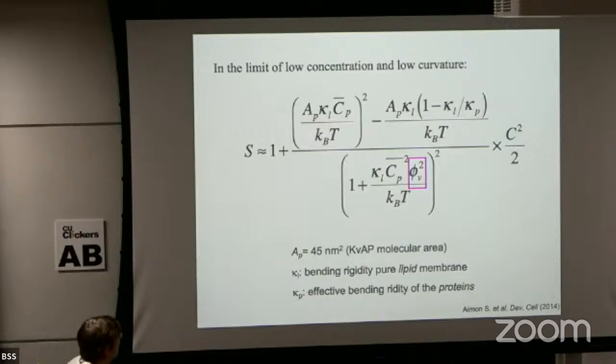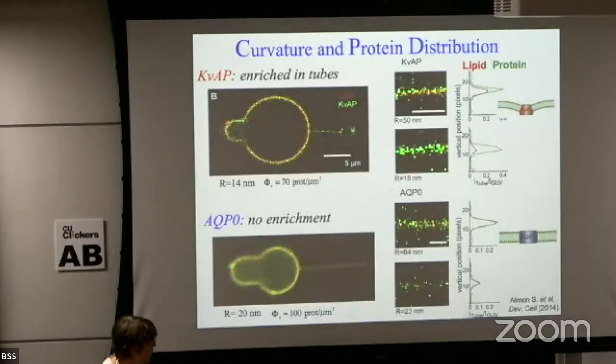So what type of data do we have? I will show you first the experiments. So you have, again, the protein which is conical, the protein which is cylindrical. You can see that here we have in green the KVAP and the lipid in red again. When we have a yellow signal, it means that the fluorescence of the green and the red are equivalent. But you can see that in this condition, the tube is green, meaning that we enrich KVAP in the tube.